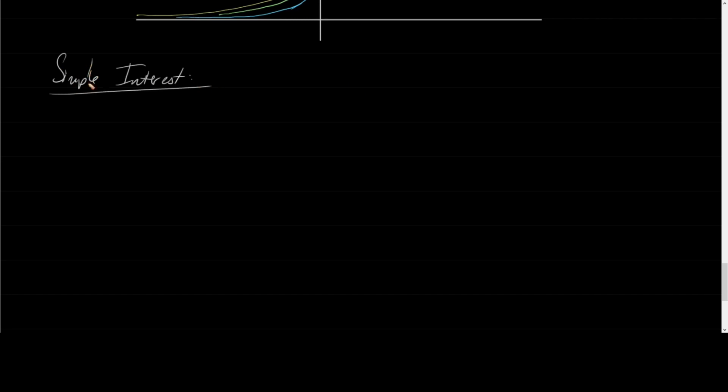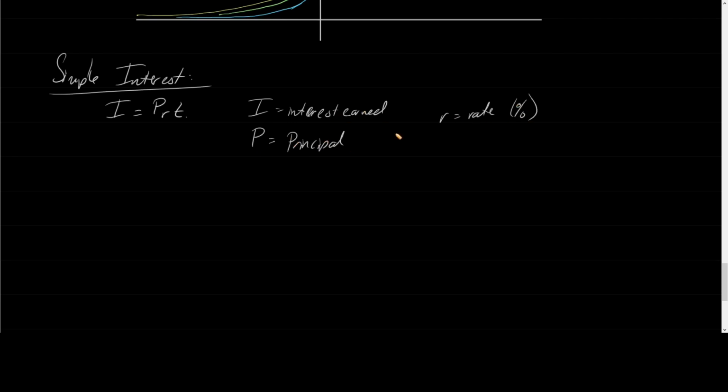And you may remember the formula for simple interest. It is I is equal to PRT. All right. In here, where I is interest earned, P is the principal, R is the rate as a percentage. All right. And T is the time. All right. And this has to be in years.